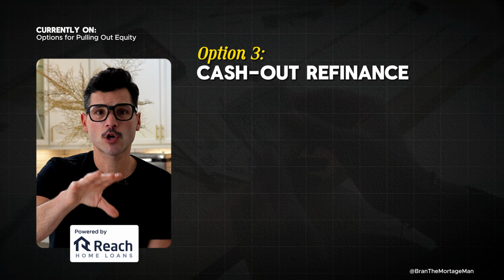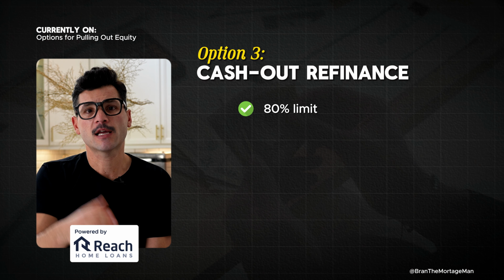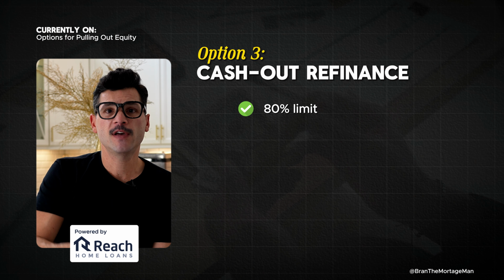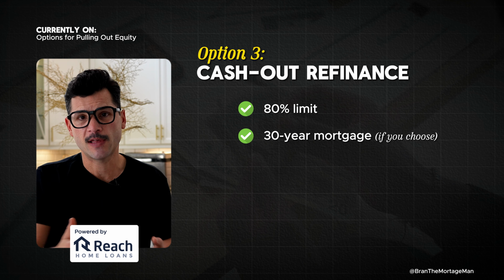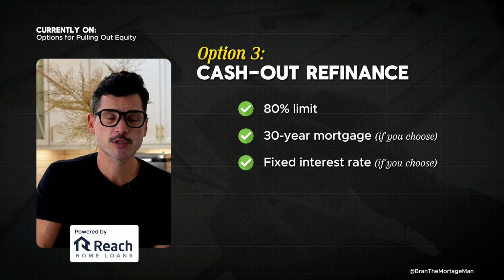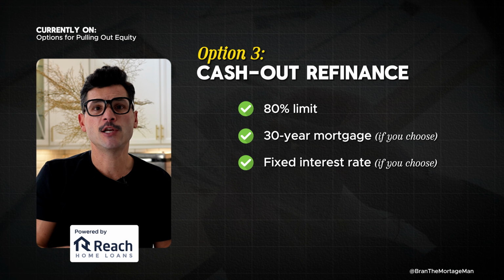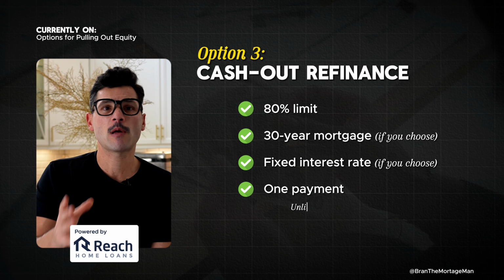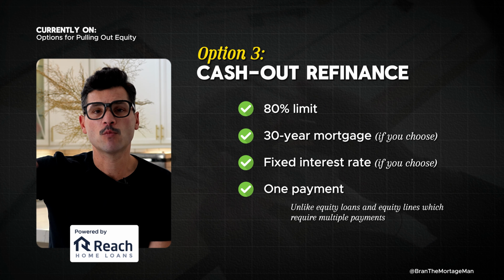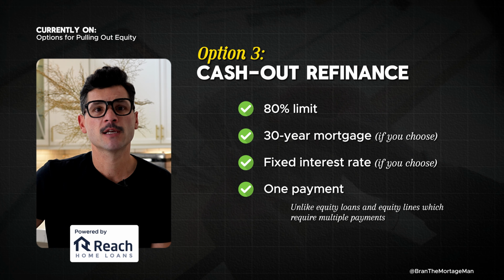But if you can work within the 80% limits on a cash out refinance, the benefit is it'll be a 30-year mortgage if that's what you choose. It will have a fixed interest rate if that's what you choose. It's easier to predict what you're going to see on a monthly basis, and you'll only have one payment. You don't have to worry about paying your first mortgage payment and then whatever the equity line or equity loan payment is on top of that.